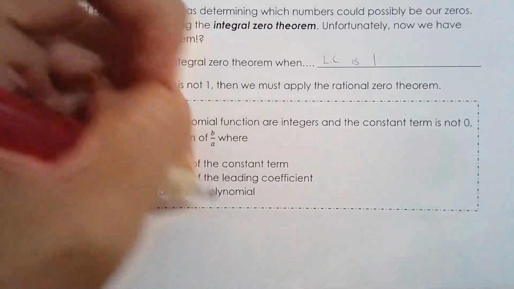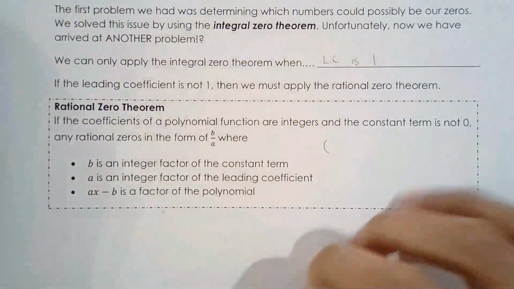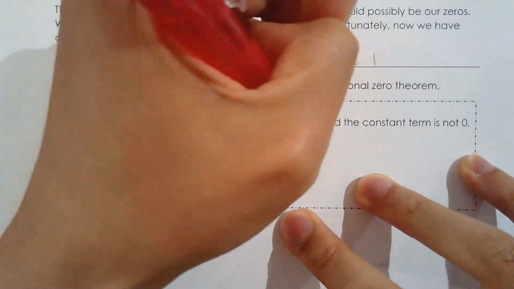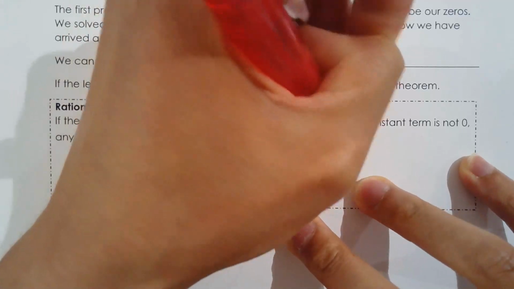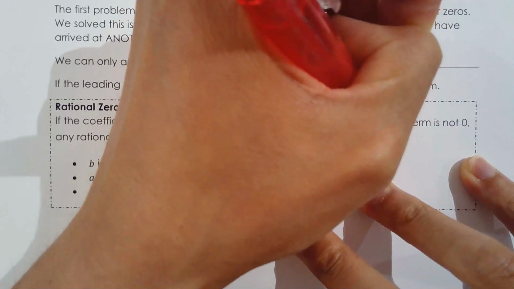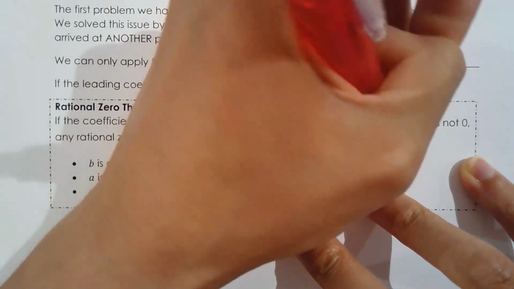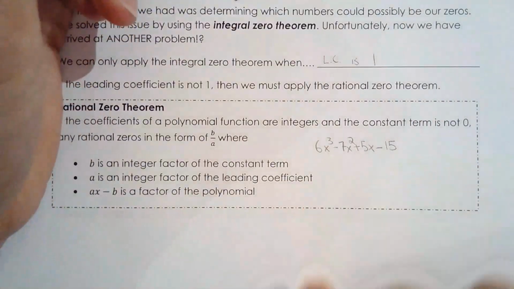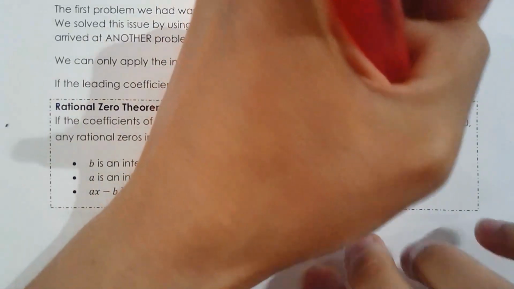So you know what, I'm just going to make up some examples to help you out. Of course, let's do 6x cubed minus 7x squared plus 5x minus, let's do a nice number here, sorry, let's do 15. 15 is beautiful. Okay, so just like before with the integral zero theorem, I'm going to break it down to 3 factors.